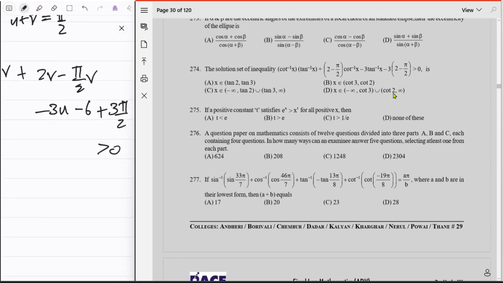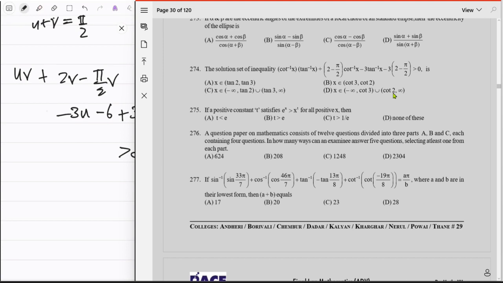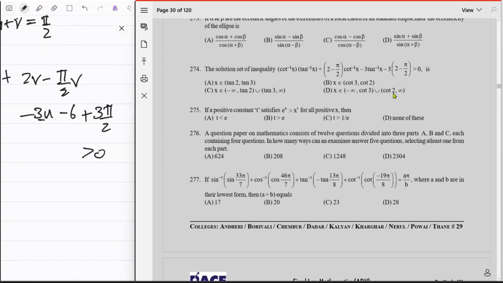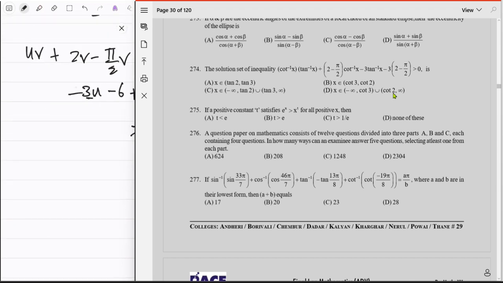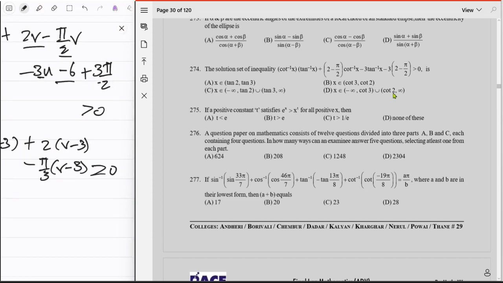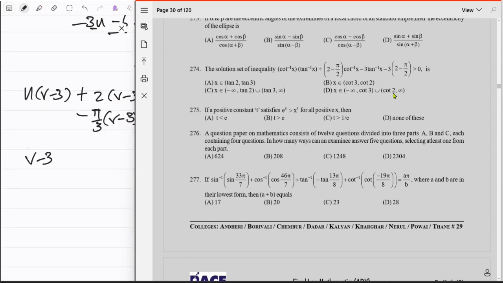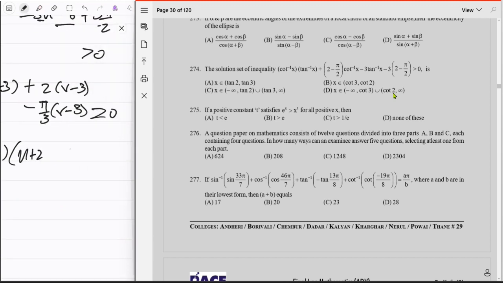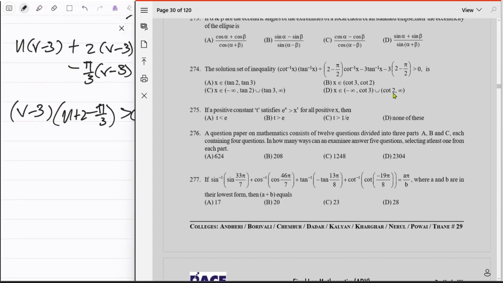Weird. Oh, look, you can factor out also. See, यहाँ से u बाहर निकालो and then hopefully सब कुछ factor हो जाए. This becomes like what? u times of v minus 3 plus, right. इसको combine करो ना. So it's 2 times of v minus 3. फिर इसमें से ये combine करो, minus pi upon 2 times v minus 3 bigger than 0, which means either, okay, v minus 3 common निकालो. What do you get? Just u plus 2 minus pi upon 3. Very weird. Bigger than 0. क्यों बोला? ऐसा क्यों हुआ? Okay.